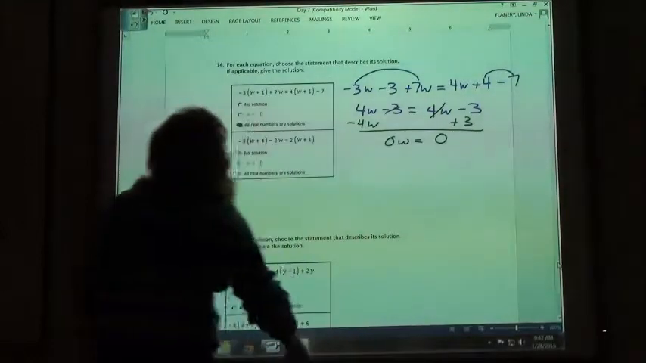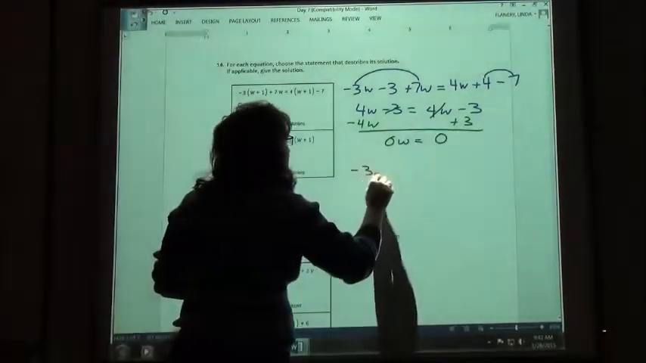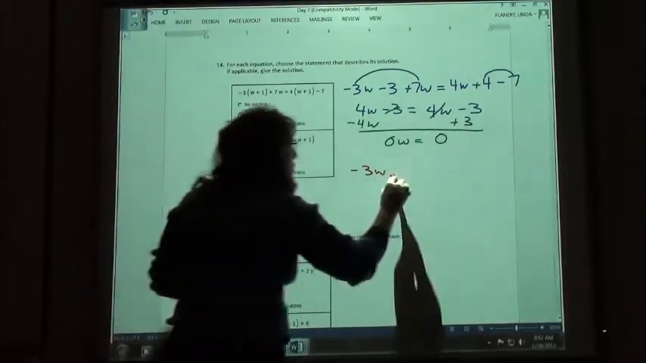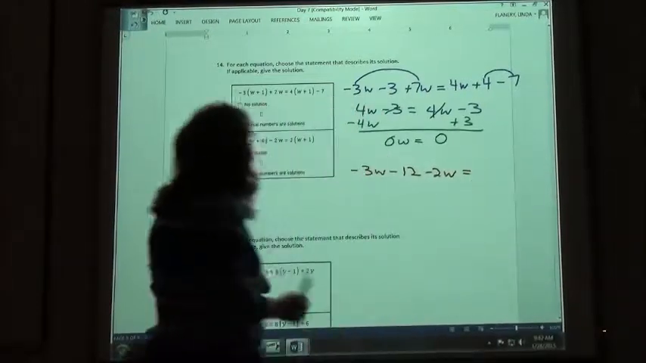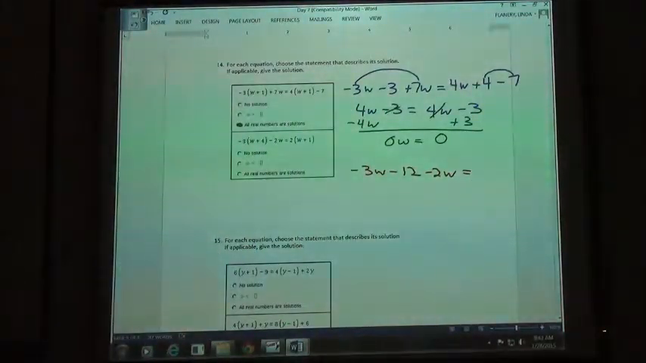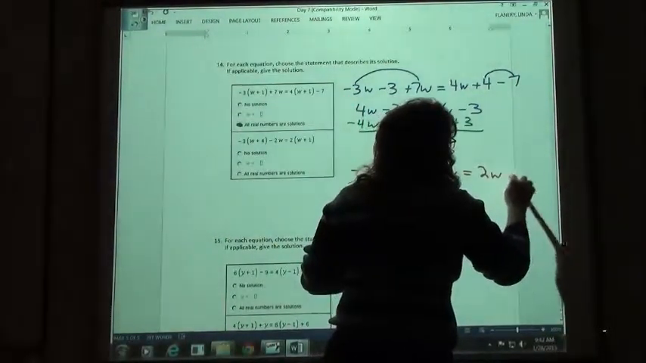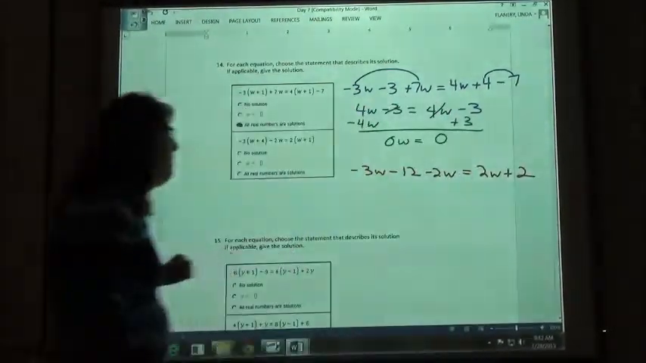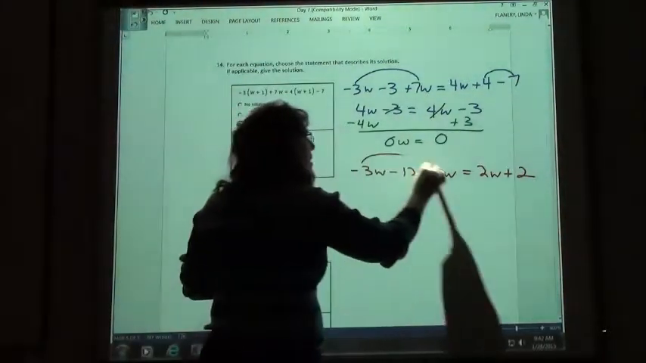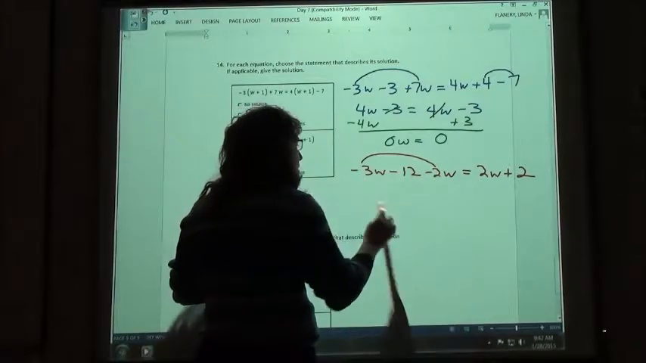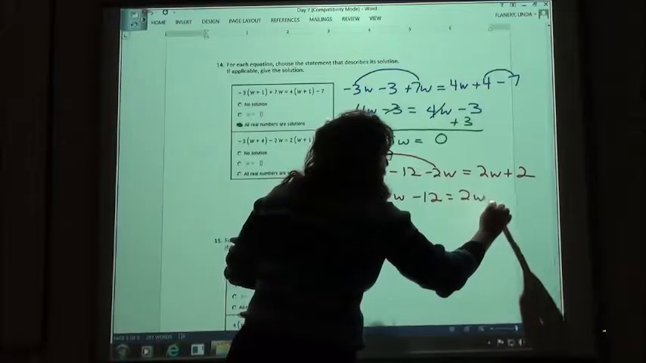On the second one there, getting rid of my parentheses, negative 3w, negative 3 times 4 would be minus 12, minus my 2w that's not in parentheses. On the other side, multiplying by 2, I get 2w plus 2. So combining my like terms over here on my left side, I have a negative 3 minus a 2, so negative 5w minus 12 equals 2w plus 2.